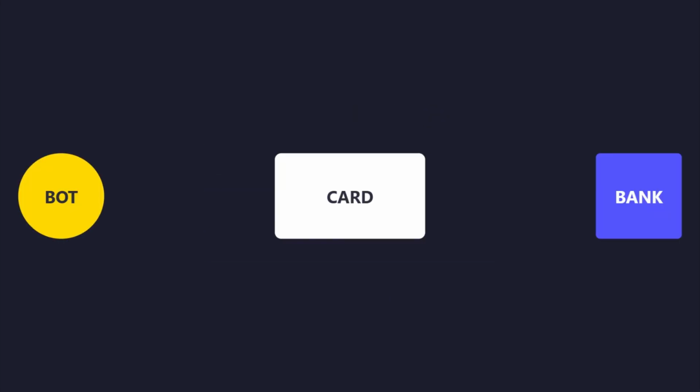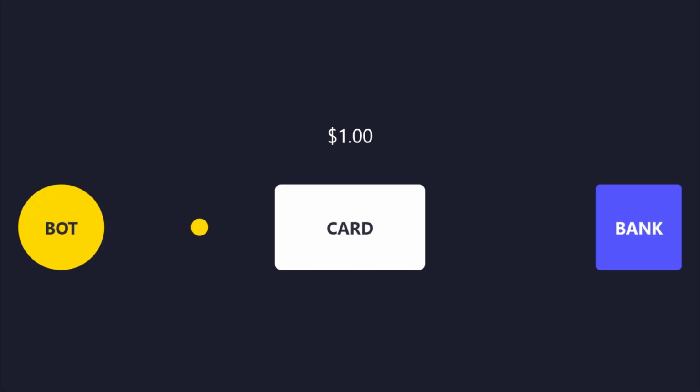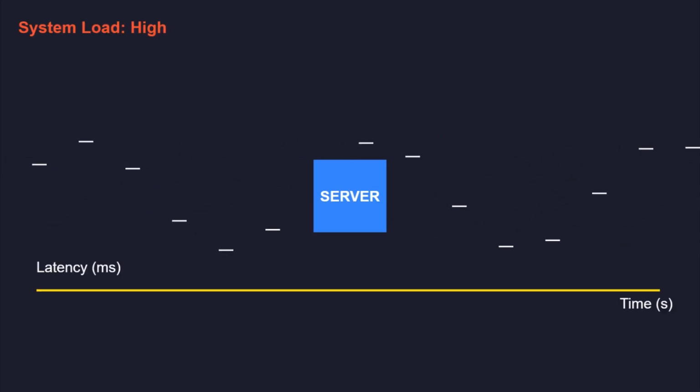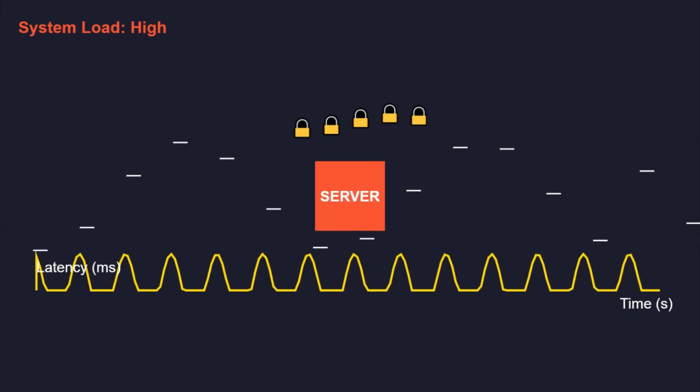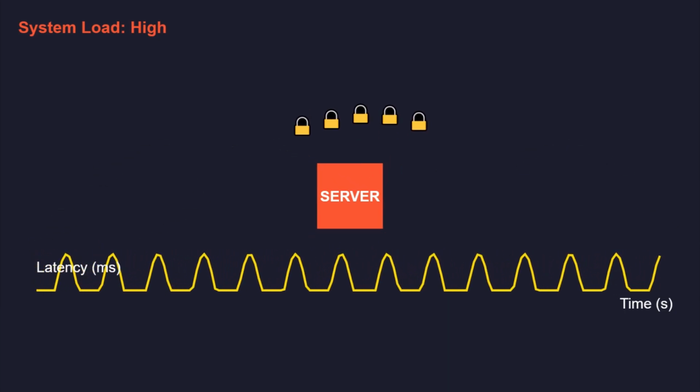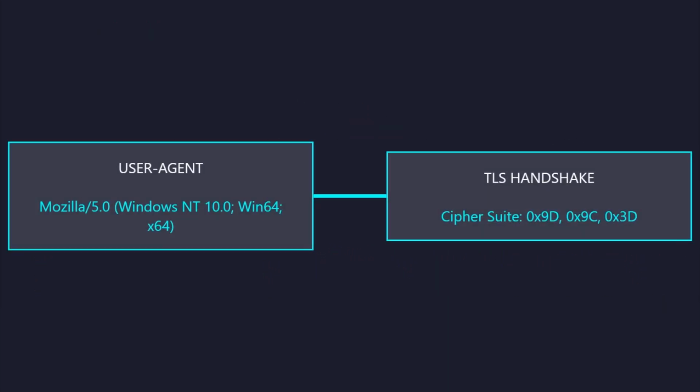Bots verify cards by initiating authorizations for nominal amounts, such as $1. If the transaction succeeds, the card is marked as active and sold at a higher price for larger fraudulent purchases later. The high volume of requests triggers massive resource consumption on your web servers and database. Your application logic must handle thousands of concurrent cryptographic operations for payment encryption, which leads to significant latency spikes.